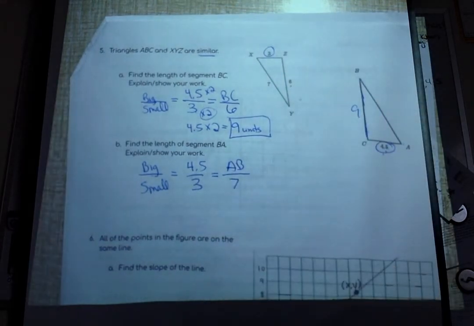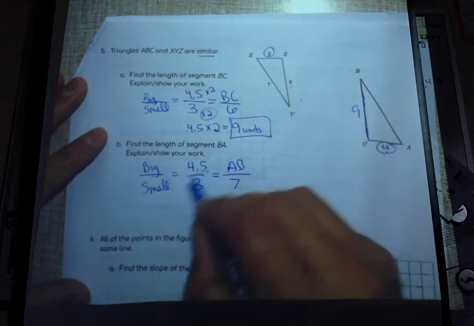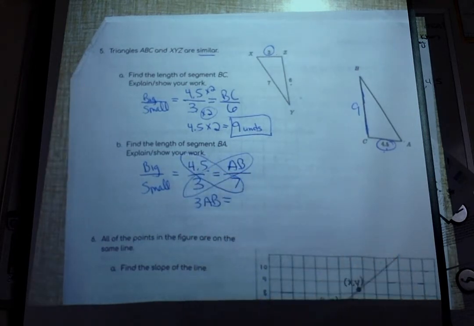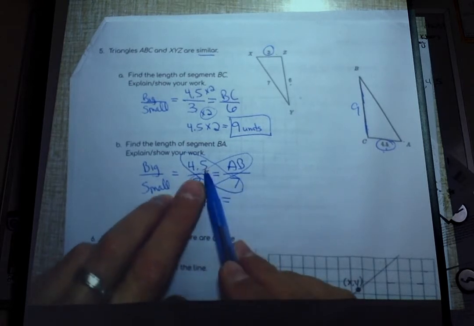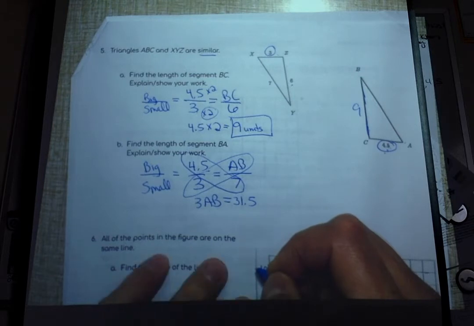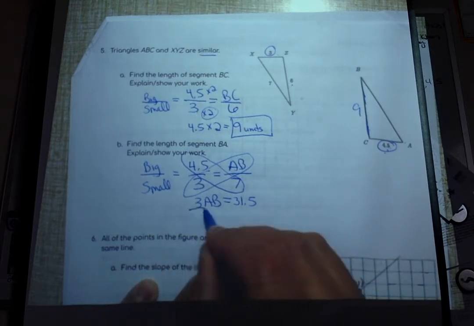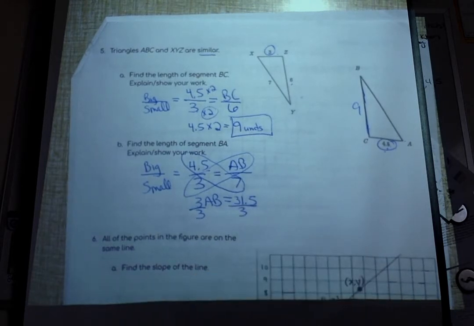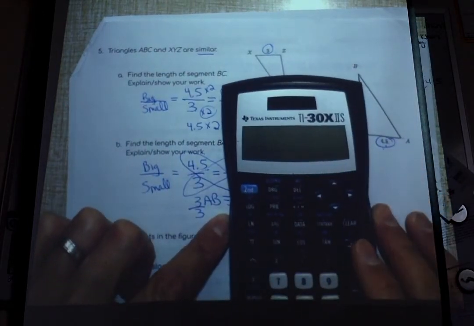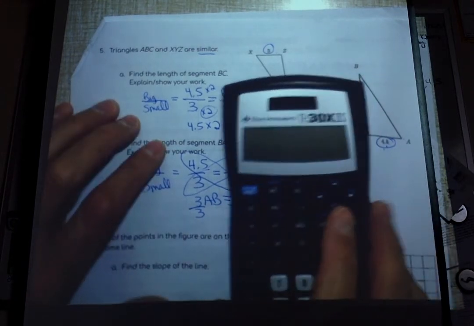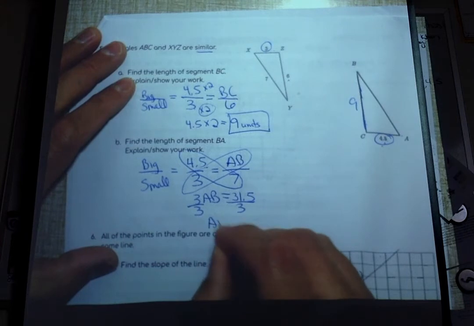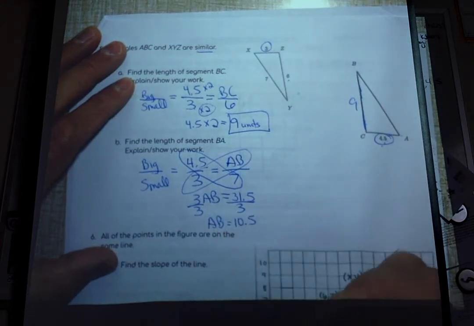I'll show you another way we can solve this, which is by cross multiplying. So if we went 3 times AB, that means 3AB. Then we went 7 times 4.5. That's 31.5. And then lastly, I want to solve for AB, so I want to get rid of my 3. I'm going to divide by 3. 31.5, do this on the calculator, divided by 3 equals 10.5. So AB will equal 10.5 units.